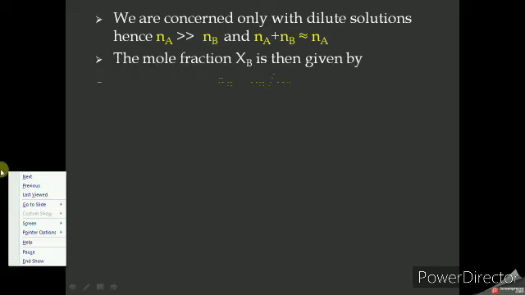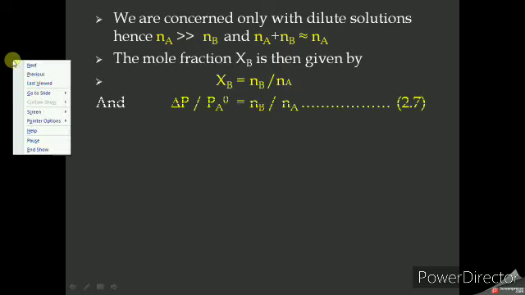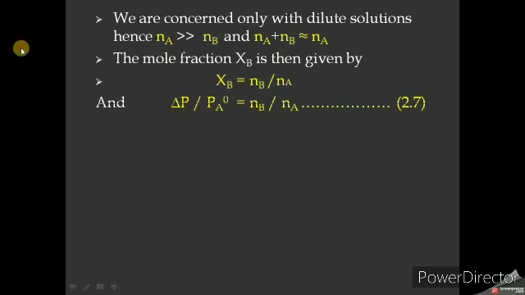So the mole fraction Xb is then given by substituting Na plus Nb in the denominator is equal to Na. So Xb is equal to Nb divided by Na. Okay, and what do we write? The relative lowering of vapor pressure, delta P divided by PA0, is equal to XB, which is equal to NB divided by NA. This is our new equation 2.7.